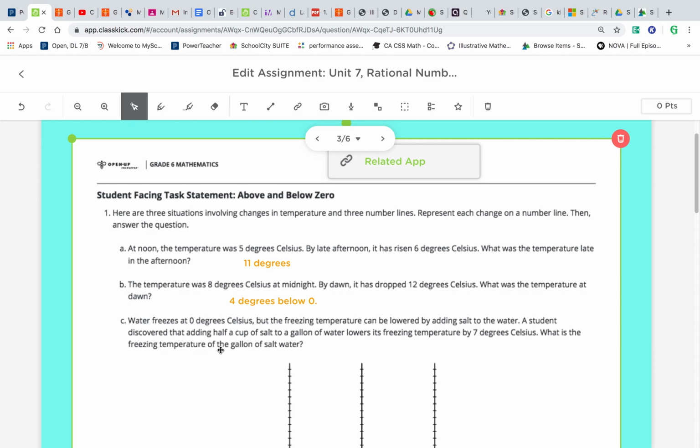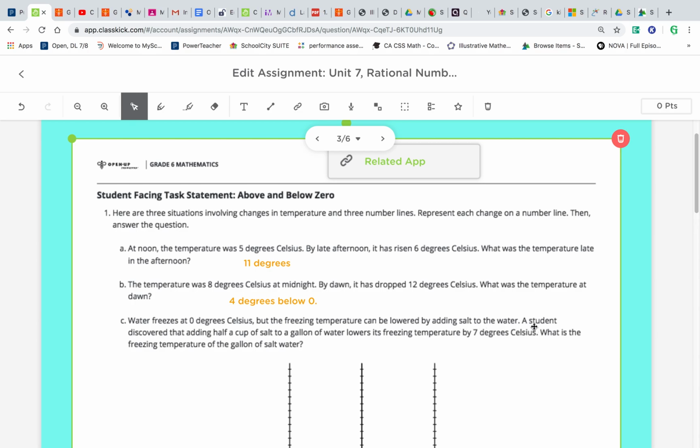All right. For letter C, water freezes at 0 degrees Celsius. Okay, that's different from Fahrenheit, right? Some of you may be wondering, what is this Celsius stuff? Fahrenheit is the temperature system that we use here in the United States, but the rest of the world uses Celsius. So for the rest of the world, water freezes at 0. So we keep that in mind, but the freezing temperature can be lowered by adding salt to the water. So basically, the water isn't going to freeze as quickly.